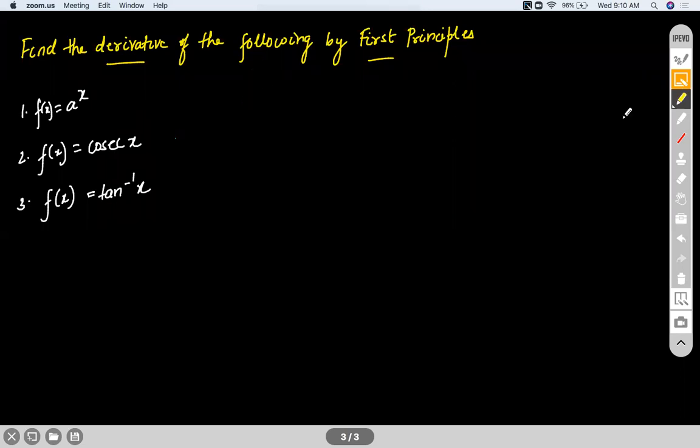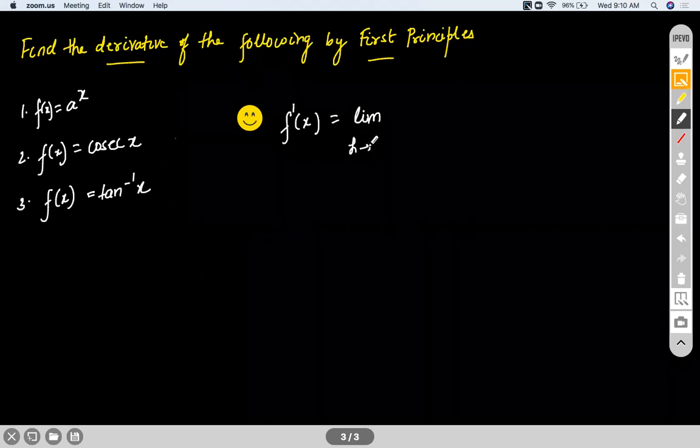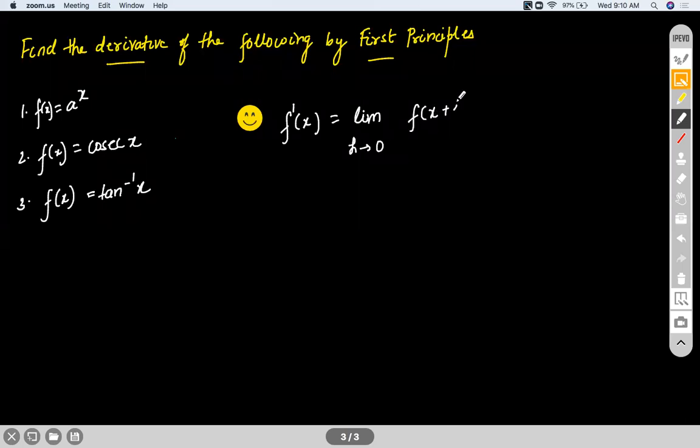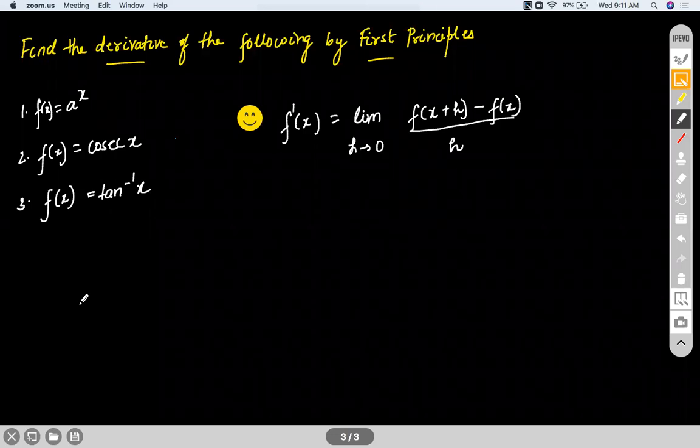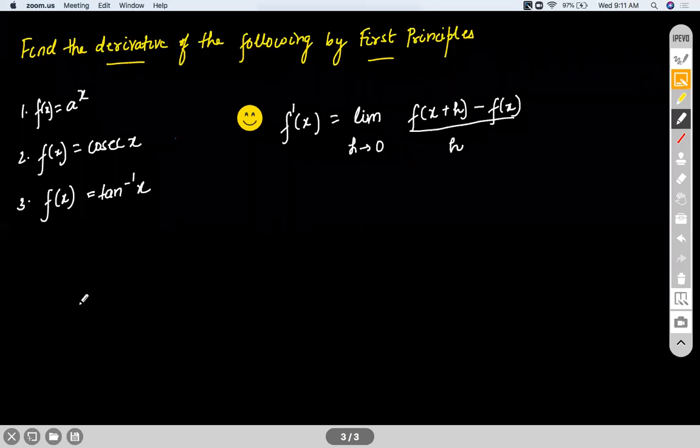Just remember, recall the definition of the derivative by first principle, which is f dash x is defined as limit h tending to 0 f of x plus h minus f of x by h. You can use f of x minus h minus f of x by minus h also, doesn't matter. So I'll give you 2 minutes for the first one. Let's work under the time constraints. Yes, sir.